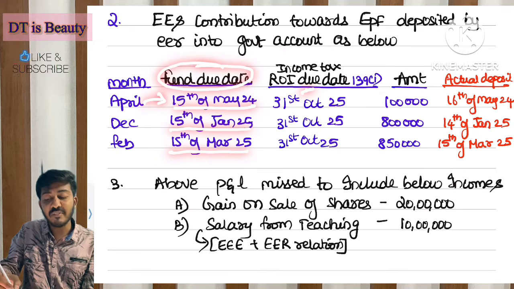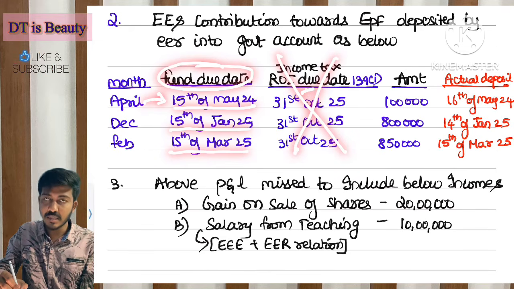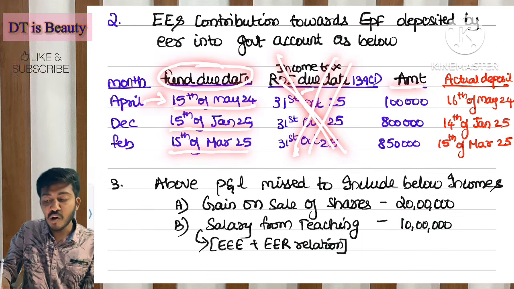Income tax due dates they have given. You should never check those for the employee's contribution. Simple. For employer contribution only, 43B will come. For employee contribution, 43B will never come. So you should never check these dates. How much is the amount?